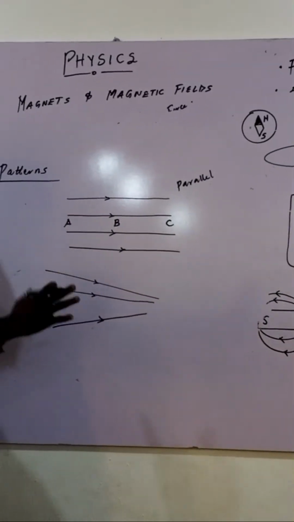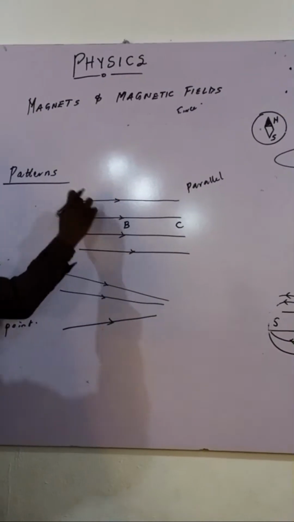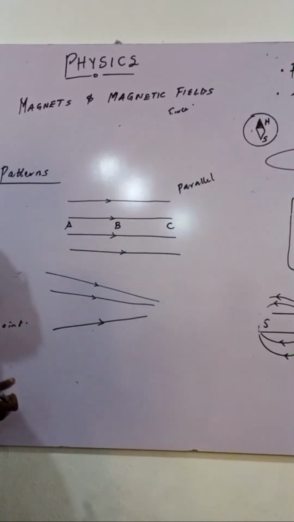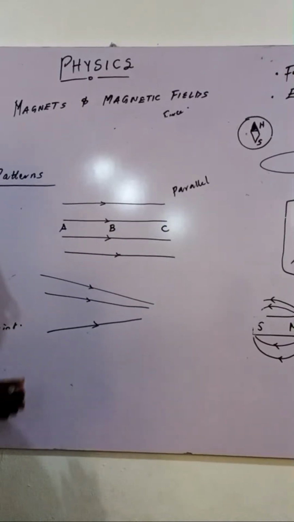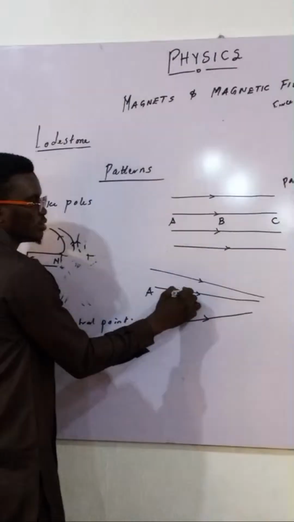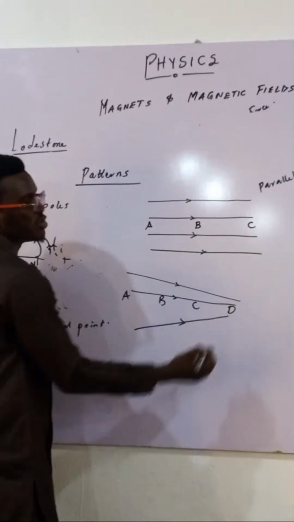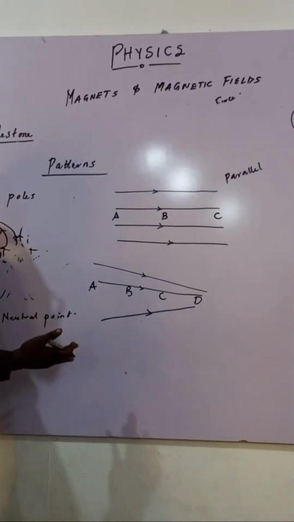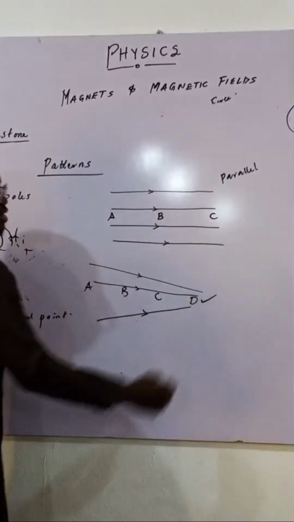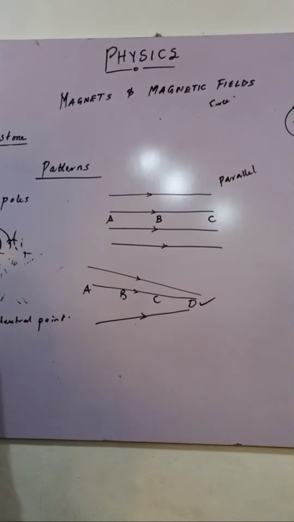Such a field is called a uniform field, when the field lines are equally spaced and going in the same parallel direction. But when they come together, the strength here will be different from here, from here, from here. And we already said that where the field lines are more concentrated, that is where it is the strongest. Do you get that?